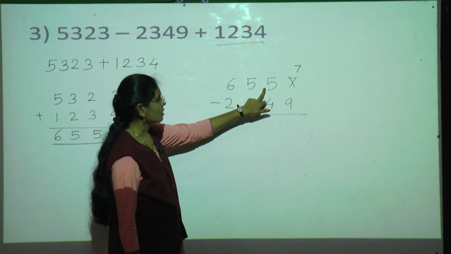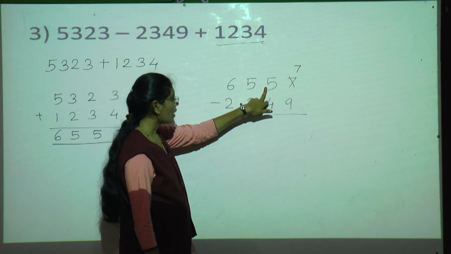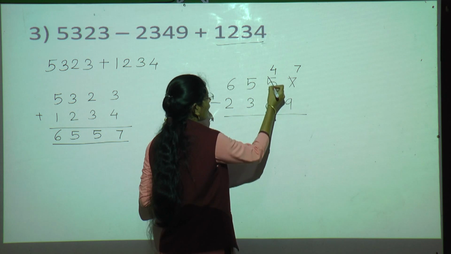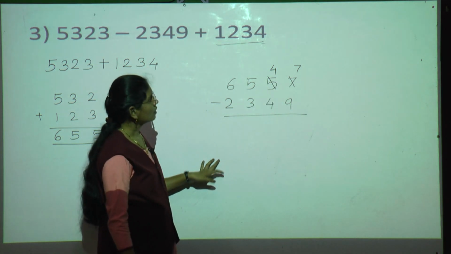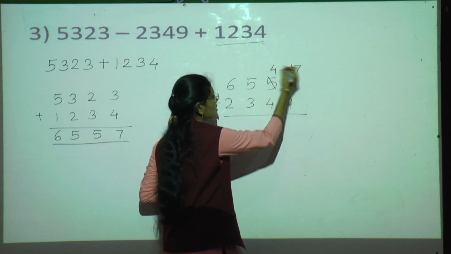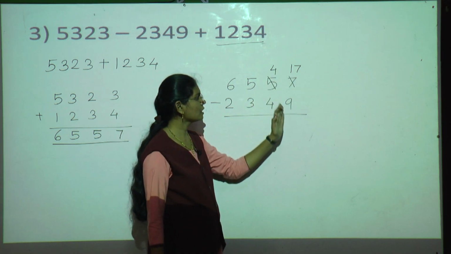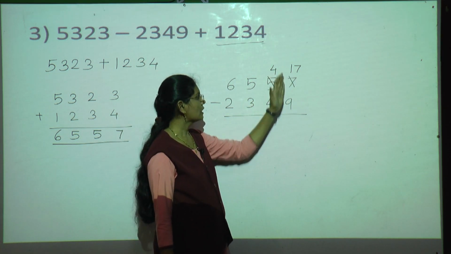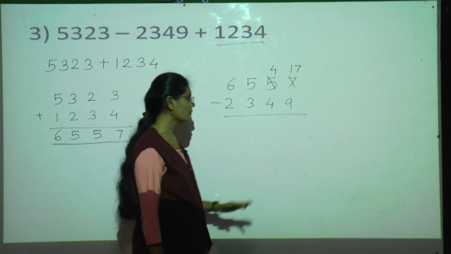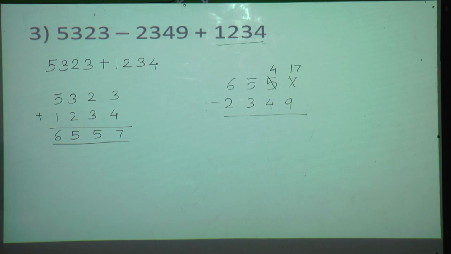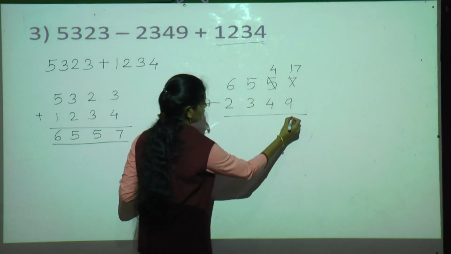Here 5 is there. So take one borrow from this 5. 5 minus 1, 4. So we will cut this 5 and write 4 at the top of the 5. And this 7 will become 17. Now do the subtraction. At the ones place, here 17 is there and here 9 is there. 17 minus 9, count your fingers after 9 till 17. 17 minus 9 is equal to 8. So write 8 at the ones place.